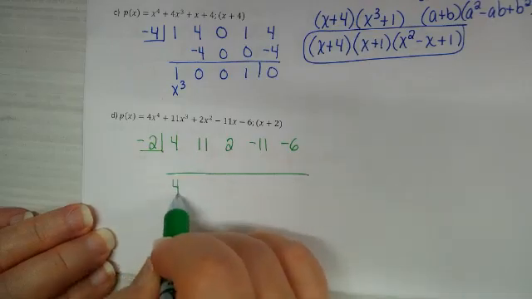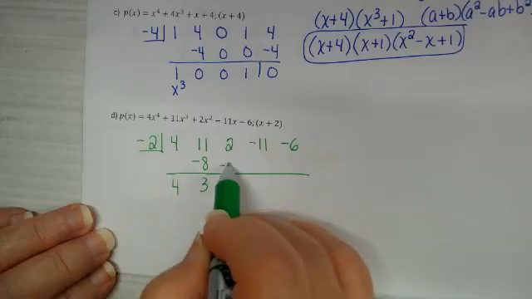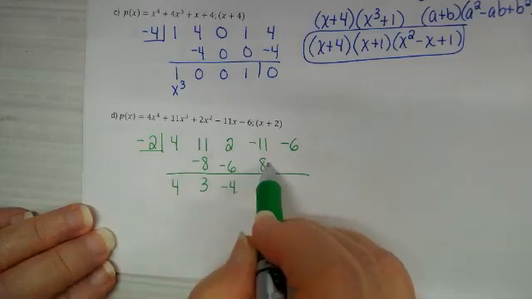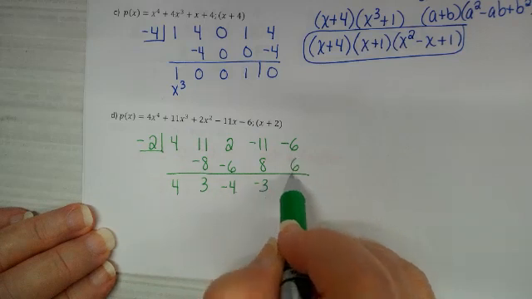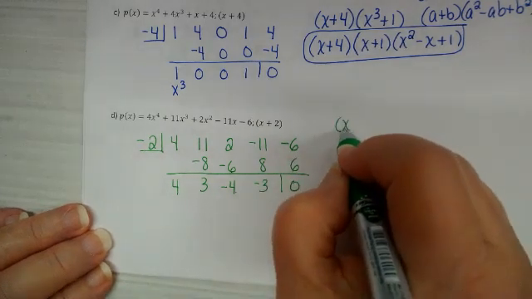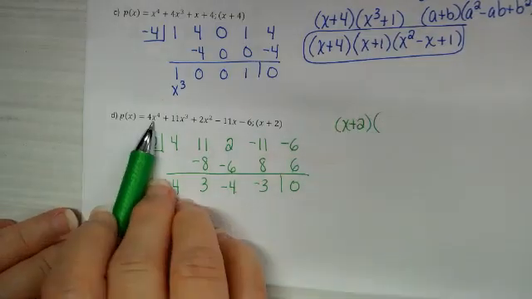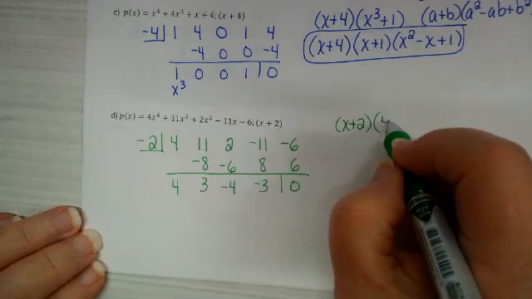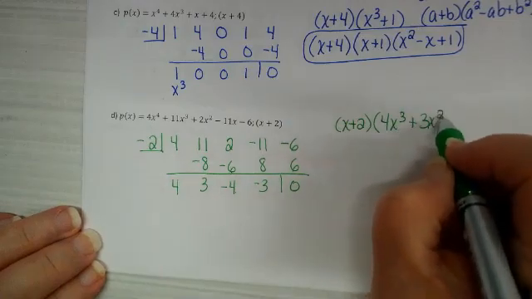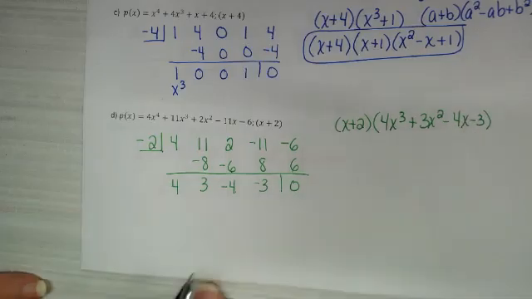Bring it down and multiply. Add them together and multiply. Add them together and multiply. Add them together and multiply. Ooh, looky there. So x plus 2 is a factor. And this starts with x to the third, one lower than what we divided by. 4x to the third plus 3x squared minus 4x minus 3. Wow, that's a lot.